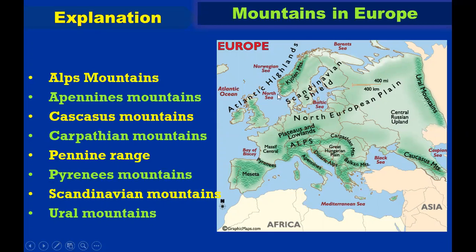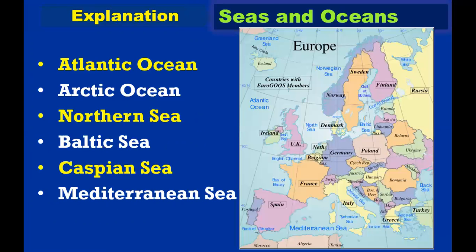We also have the Scandinavian mountains in Sweden here, and we have other mountains which separate the Caspian Sea and Black Sea, and they are called the Caucasus mountains. So in Europe, we find many important mountains.